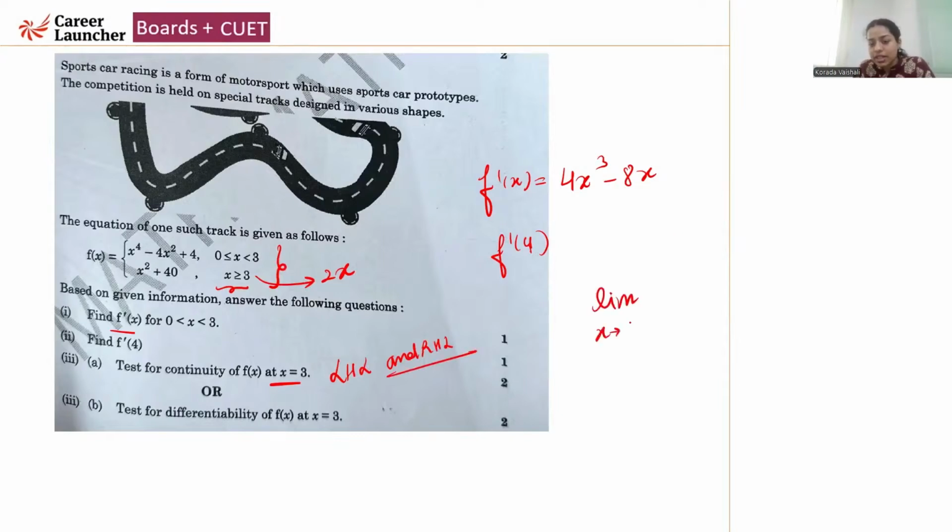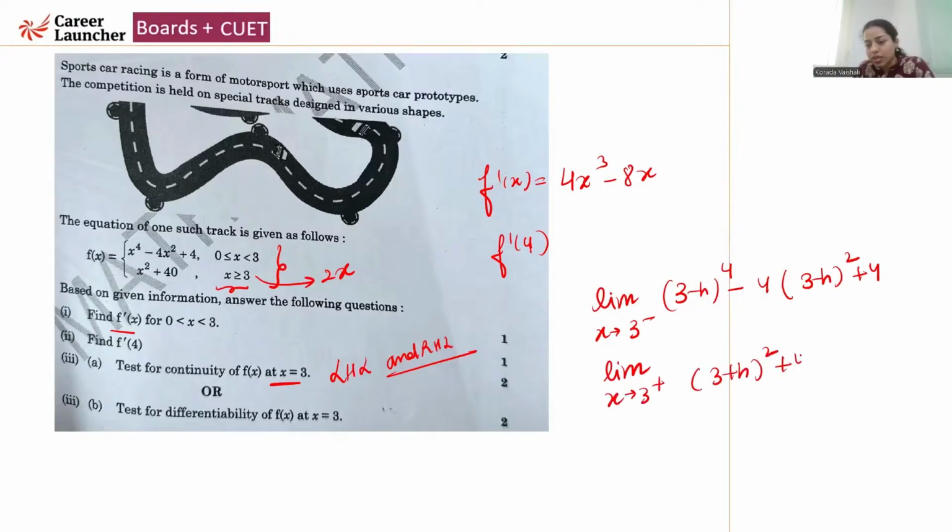Limit of x tending to 3 minus, if we consider a smaller value, so it is going to be 3 minus h to the power 4 minus 4 of, so let me just write this completely. So it is going to be 3 minus of h square plus of 4, and right hand limit क्या हो जाएगा? x tending to 3 plus, which is going to be 3 plus h whole square plus of 40, right? बट आई एम गोइंग टू मेक यूज ऑफ अ ट्रिक. यहाँ पे क्या है कि जो फंक्शन हमें गिवन है उसमें सिंपली मैं 3 सब्स्टिट्यूट करके देख लेती हूँ.